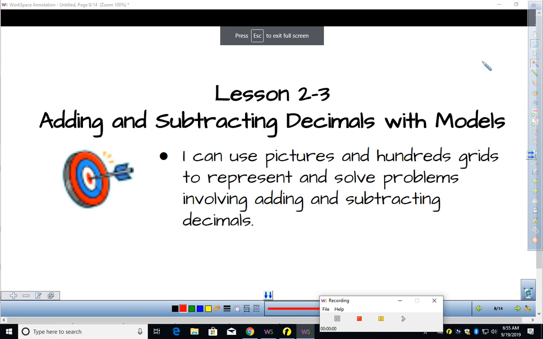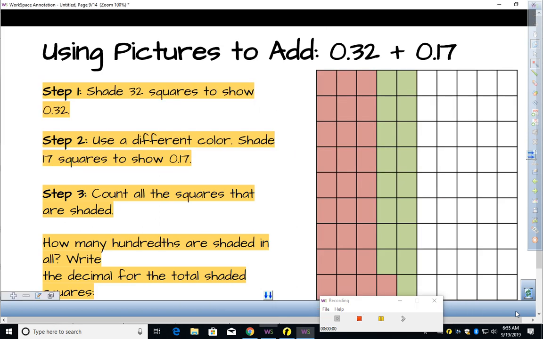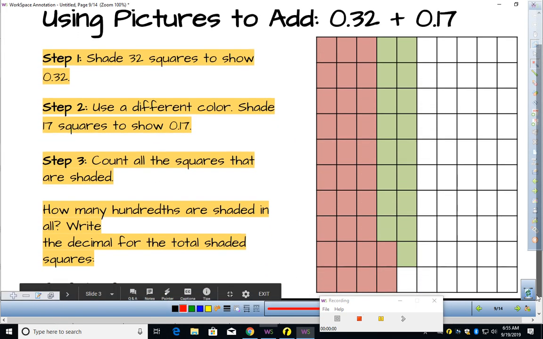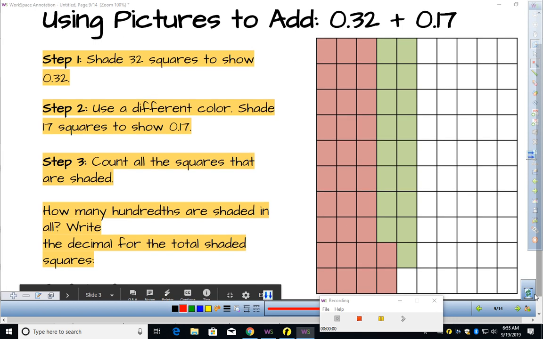Today we're going to talk about adding and subtracting decimals with models, right? We can use pictures or hundreds grids to represent and solve problems involving adding and subtracting decimals. We'll do some highlighting earlier, but you're going to want to keep your highlighters out today because we are going to do a little bit of coloring. So we're going to use pictures here to add 32 hundredths and 17 hundredths.